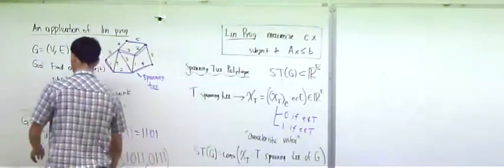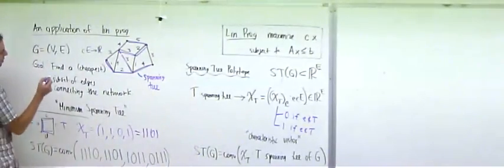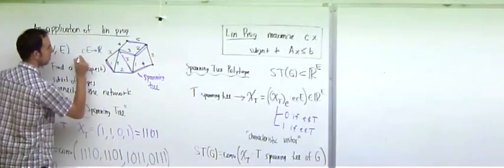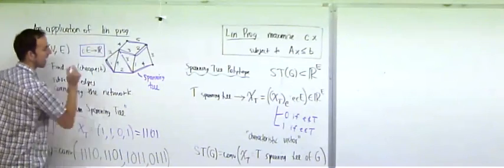And the nice thing about this is that now, if you think of our cost function as a function from E to R, and a function from E to R is the same thing as a vector in R to the E. Okay?